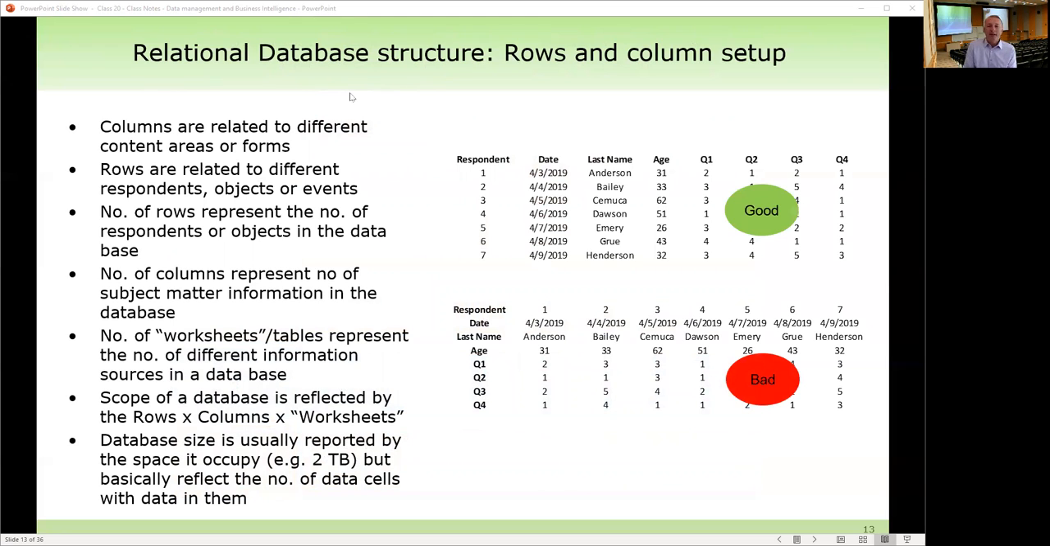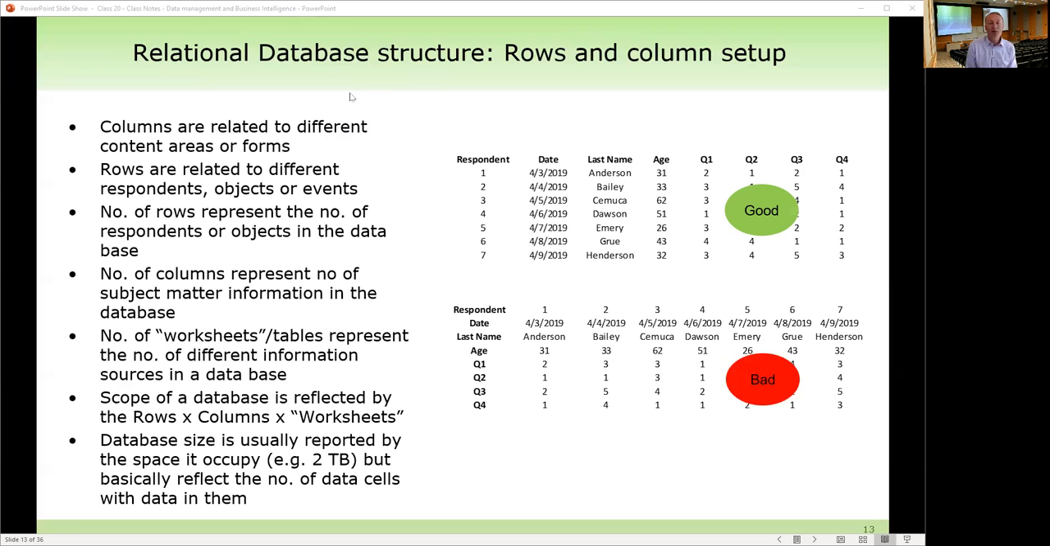Now, in a database, when we look at data, it has to be structured in a certain way. We touched upon it a little bit when I introduced databases to you, and here you can also see an example of some of the quality dimensions of how a relational database should be set up. You can see that columns are related to different content areas or forms. So basically, we structure data by column in terms of the types of data we have, and then the input comes in rows. Rows are related to different respondents and objects or events that we want to record, and we can have a lot of different rows.